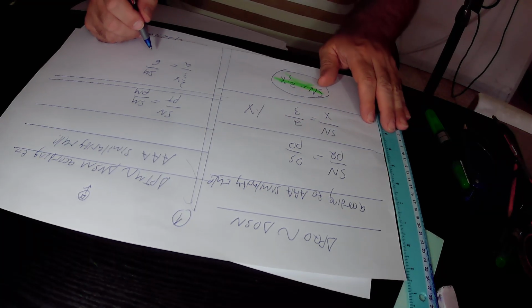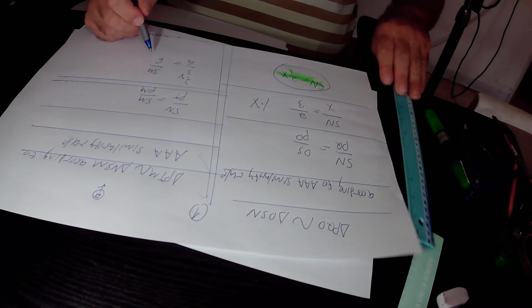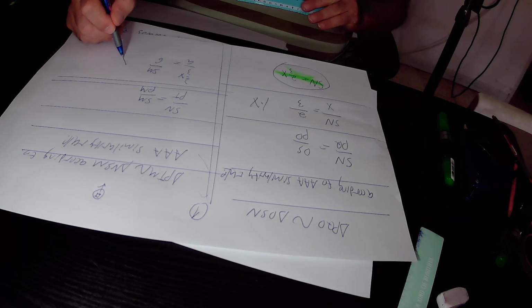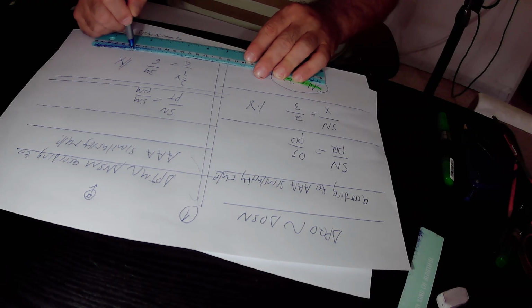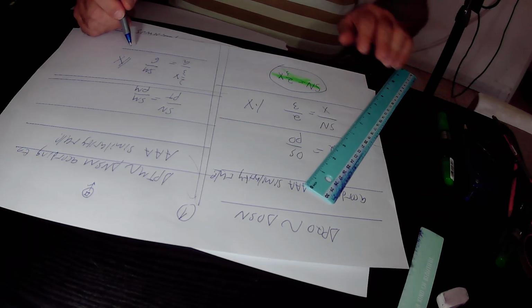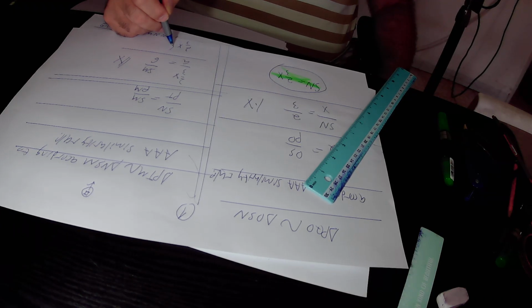So in total we should find out that 2/3 x over A equals SM over 6. Here we cross multiply this equation, and we get that 2/3 x times 6 equals A times SM.